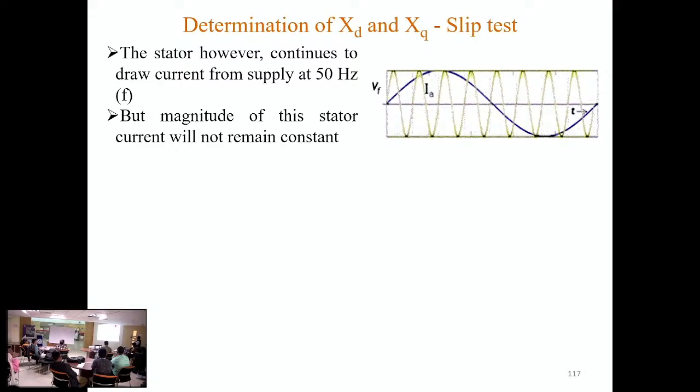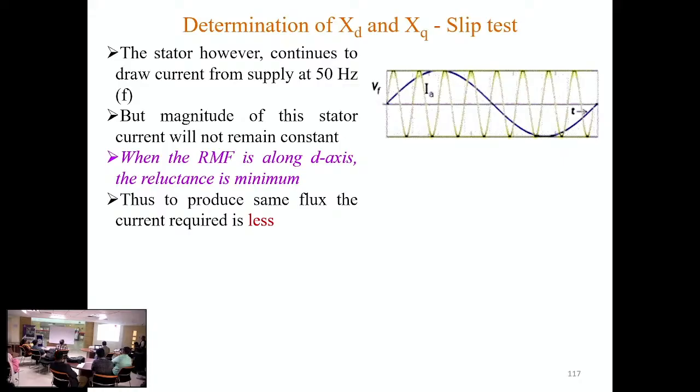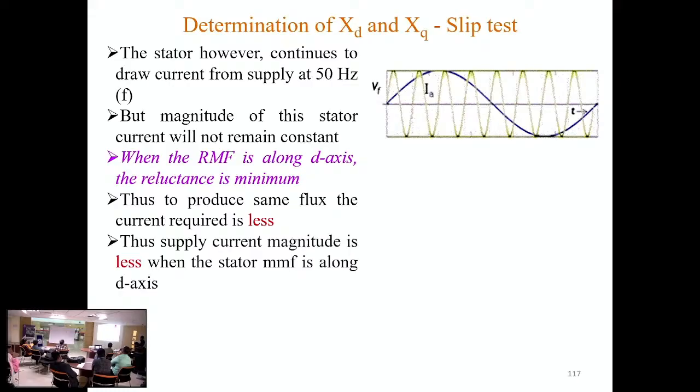And as the magnitude of current varies, there will be voltage drop in the line due to the line impedances. So VT, whatever we are supplying, that is the reading of the voltmeter connected across the armature terminals, will also change due to this variation of magnitude in armature current due to different reactances. Okay. So when the RMF is along the D axis, the reluctance is minimum. Thus to produce the same flux, the current required is less, so it will draw lesser current. Thus the supply current magnitude is less when the stator MMF is along the D axis.